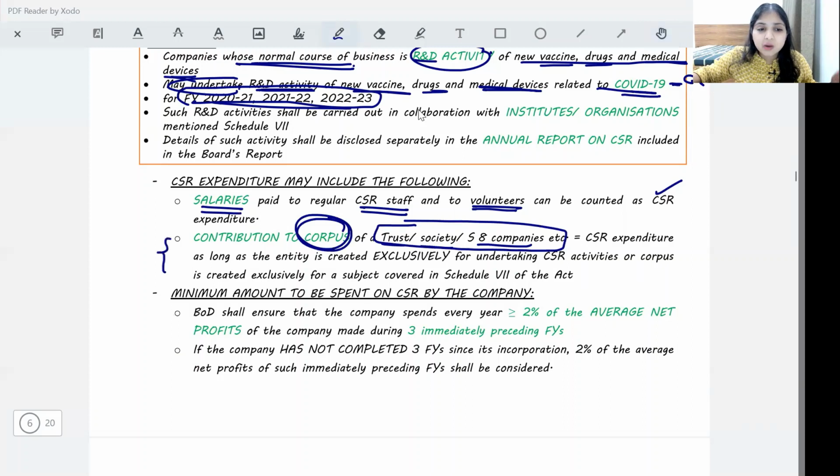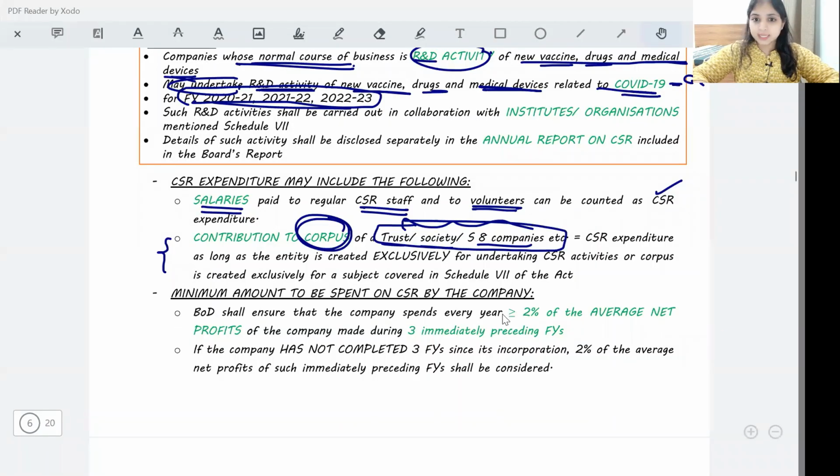This point right now, some of you may not have understood 100%. It's okay. Be patient. We will anyway see this point a little later when I teach you about trust, society and Section 8 company. Some 20 to 25 minutes down the line, we'll see this point over there.